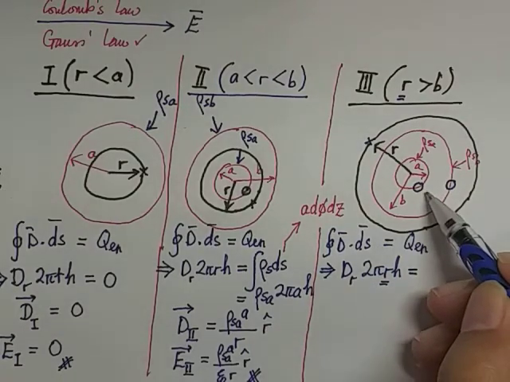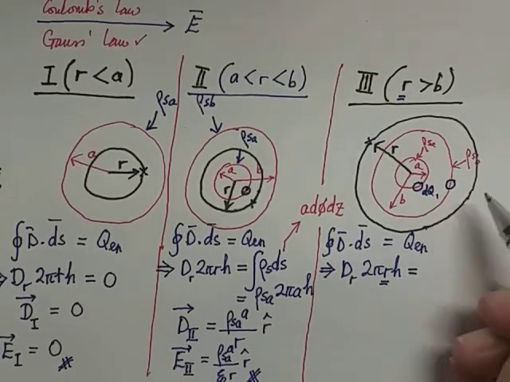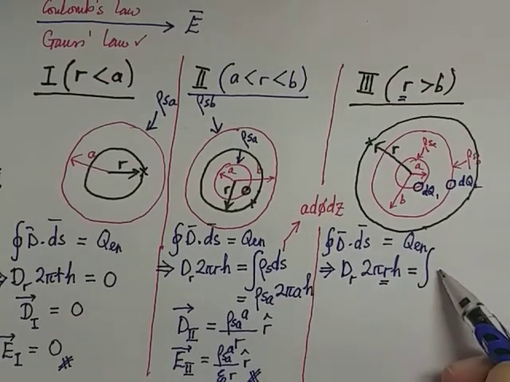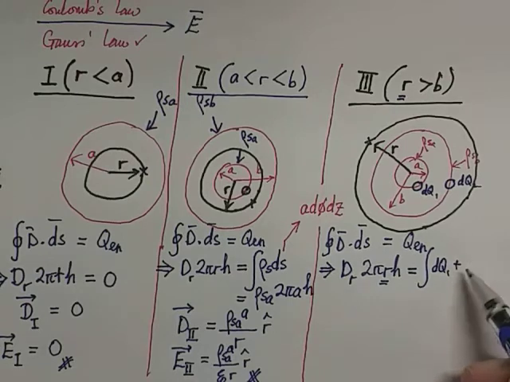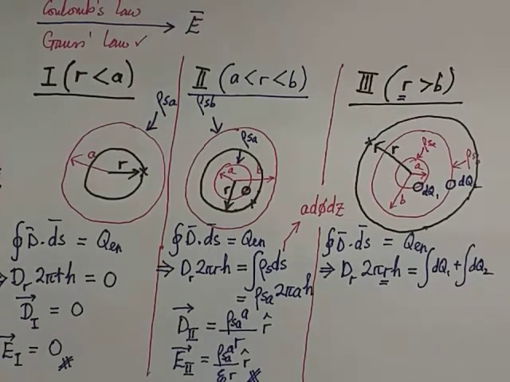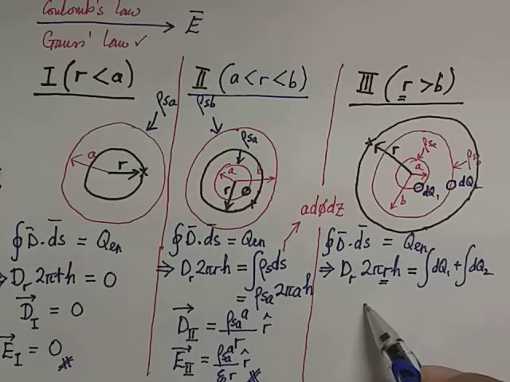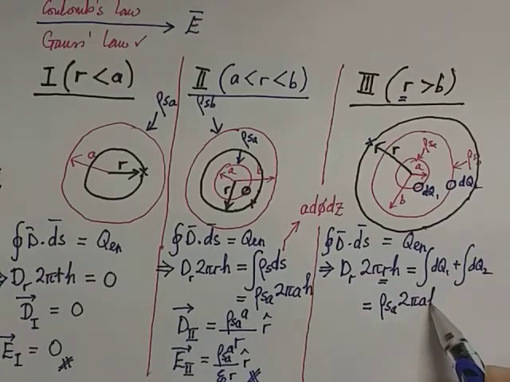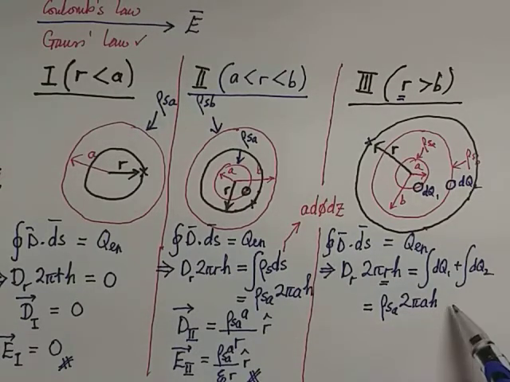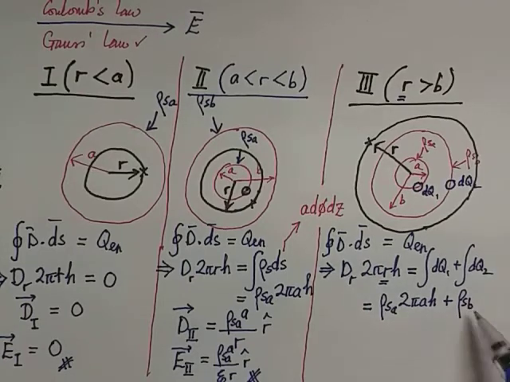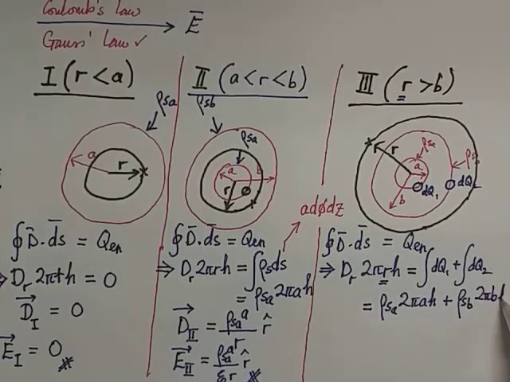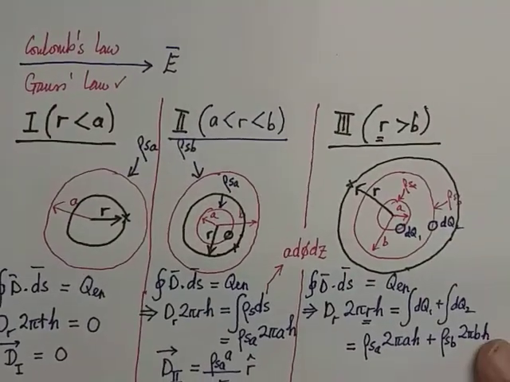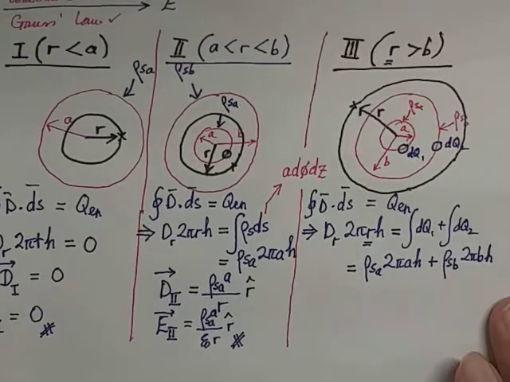Okay, so this should be the dQ1, this should be the dQ2, and now what should it end with? It should be equal to dQ1 plus dQ2. Then when you solve the mathematics, it should be equal to rho S A 2 pi a h, that is of the inner cylinder, plus rho S B 2 pi b h. This is just mathematics. I think you all can see.